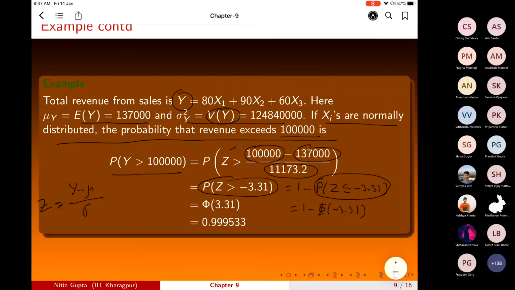But we know that capital Phi of x plus capital Phi of minus x is 1. So therefore, we will get capital Phi of 3.31, and this value you can see from the table, as last time we did, because this will be normally distributed.